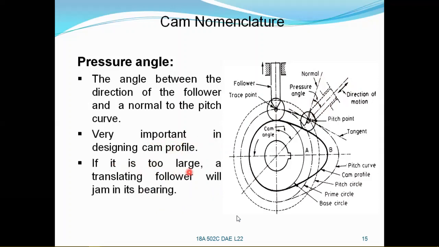If it is too large, a translating follower will jam in its bearing.